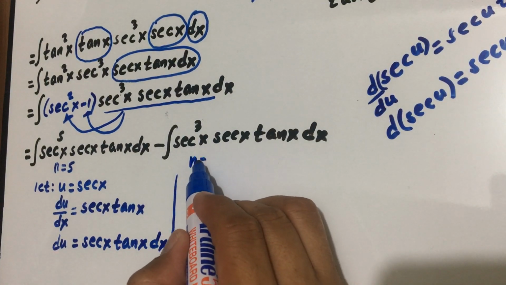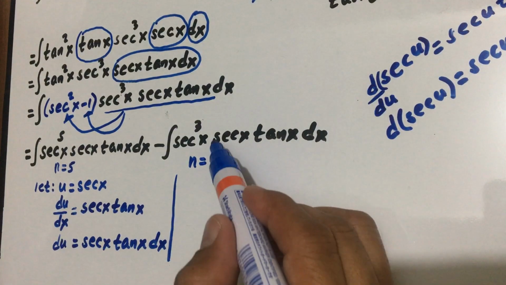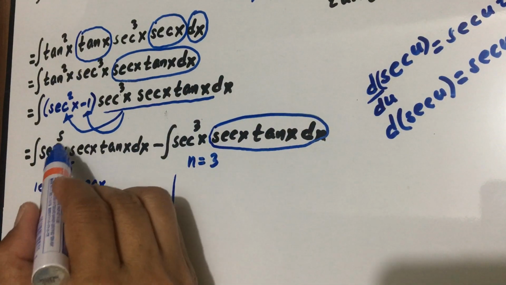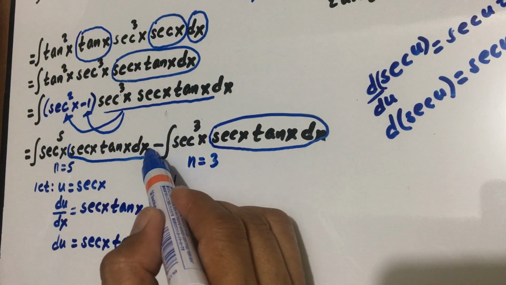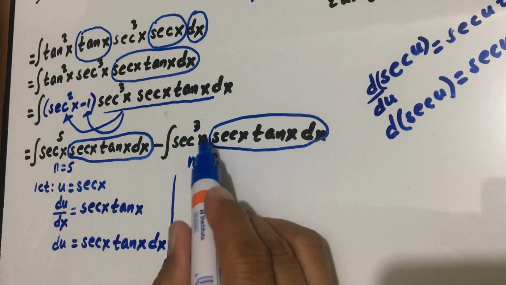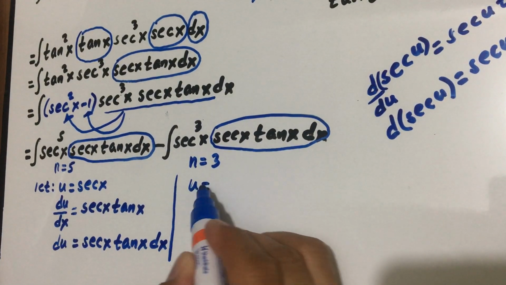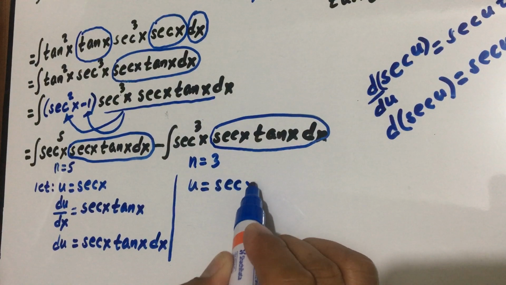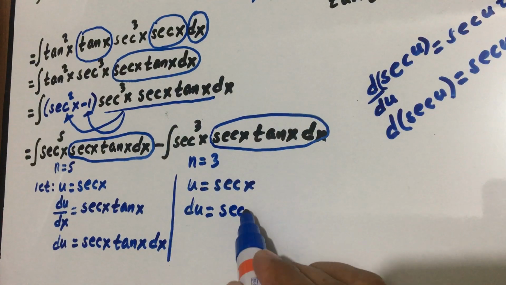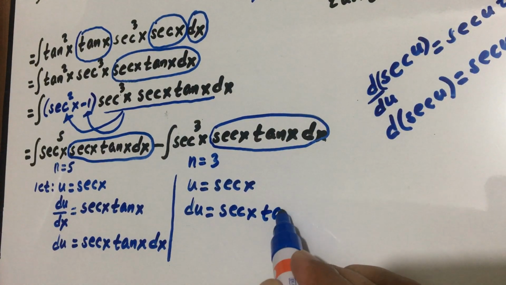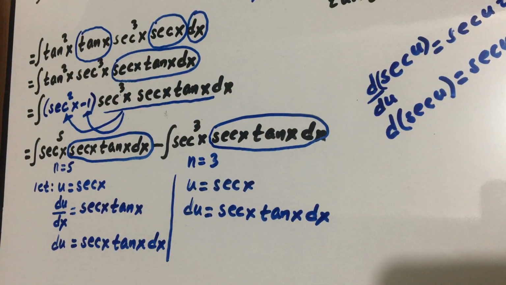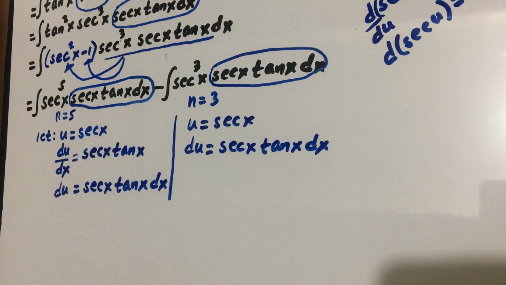Now, if you look at the other term, it's the same, no? You have n here, but n here is equal to 3. But again, this part here is just the same as this, right? And that is exactly our du. So here we have n equal to 3, our u is the same, that is secant x also. Then I'll just write directly du. Our du is equal to secant x tangent x dx. Okay?